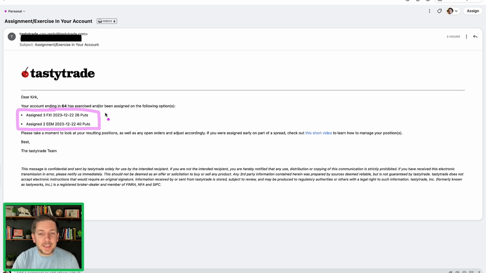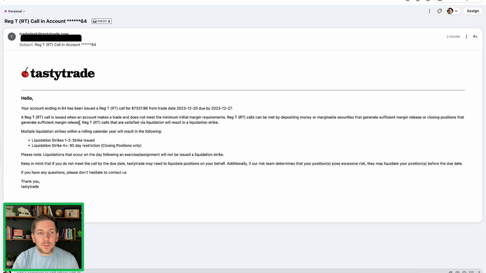So I got assigned these two positions, which are FXI, where I got 3 of the 26 strike short puts, and then for EEM, I got 2 of the 40 strike short puts. That means I'm long shares in FXI and I'm long shares in EEM as well.